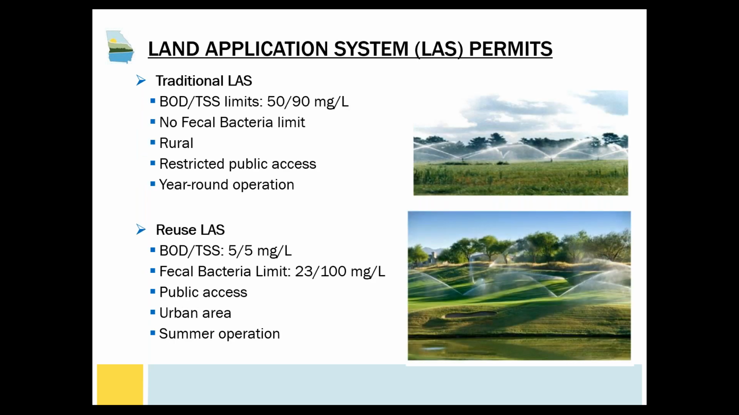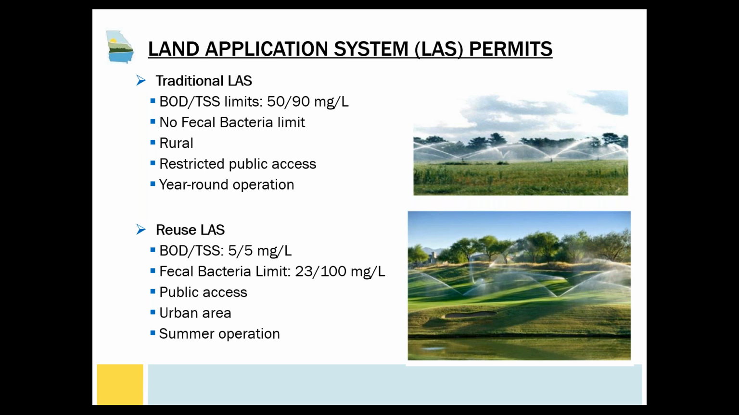So we have two types of land application system permits. We have our traditional land application system. They have BOD and TSS limits of 50 and 90 milligrams per liter. They do not have fecal bacteria limits. They tend to be located in rural areas that actually restrict public access to them because of the lower limits that they don't have. And they tend to operate year-round.